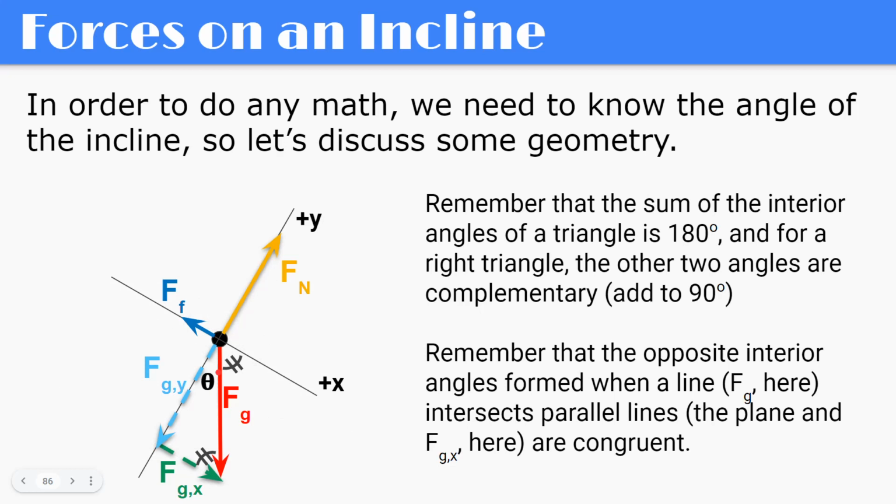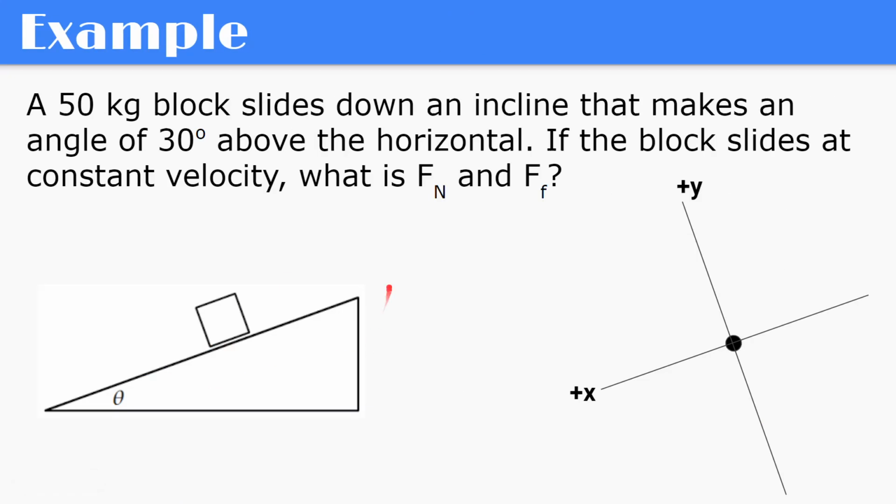So I'm going to use this angle here. This is the one that we typically use whenever we're finding components. If you're drawing it, this is what I'm going to do every time, rather than using this one. This, as we said in the previous one, was 30 degrees. But let's go ahead and do a different problem, actually the same problem. It's still 30 degrees in this one. This problem says a 50 kilogram block slides down an incline that makes an angle of 30 degrees above the horizontal. If the block slides at constant velocity, what is the normal force and what is the force of friction?